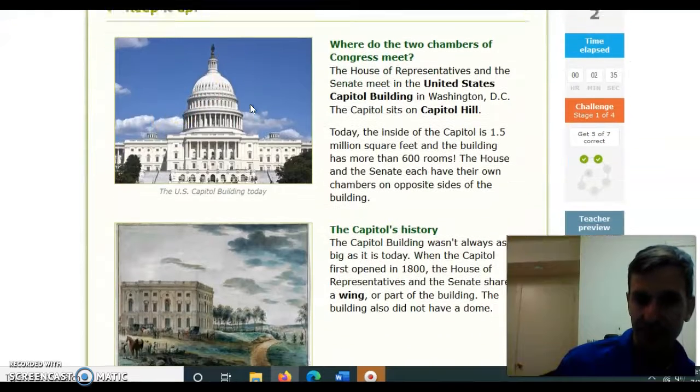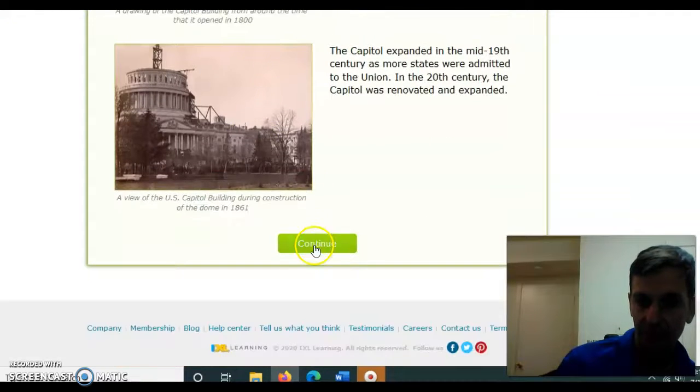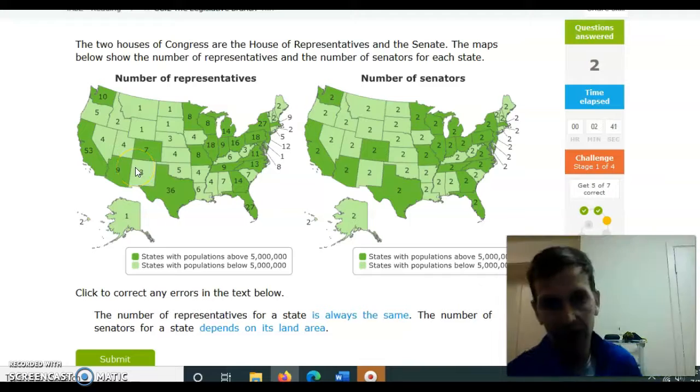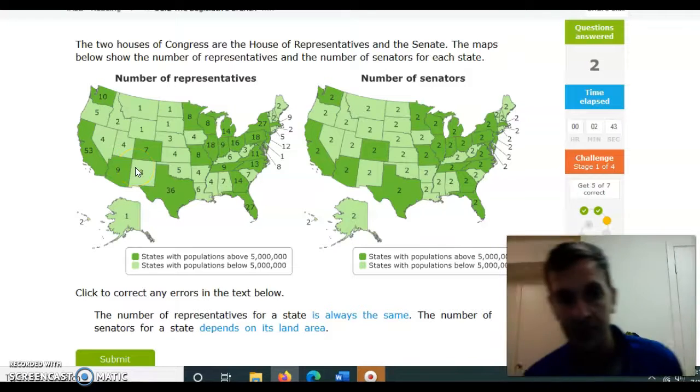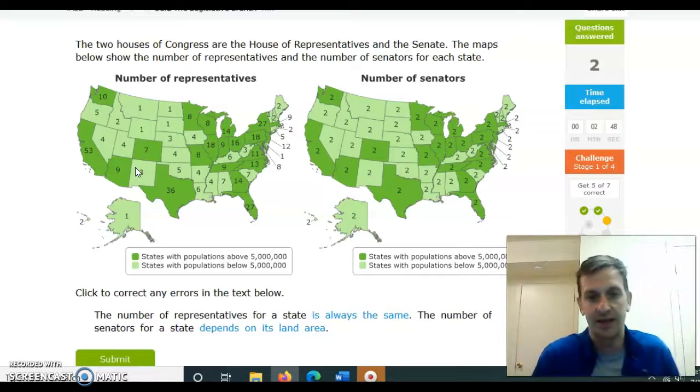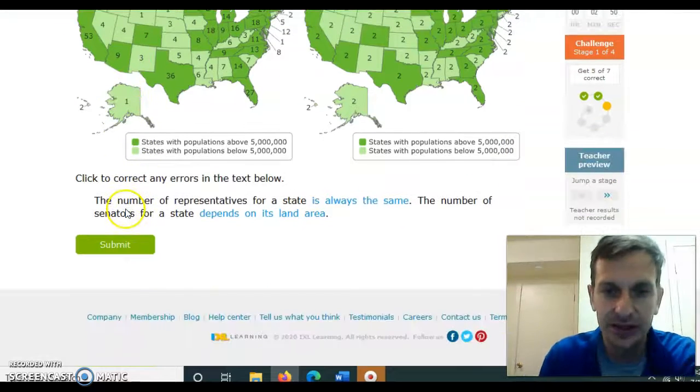Alright, a little history lesson about the Capitol building. Here's a good one. The two houses of Congress are the House of Representatives and the Senate. The map below shows the number of representatives and number of senators for each state. Let's look at the question.